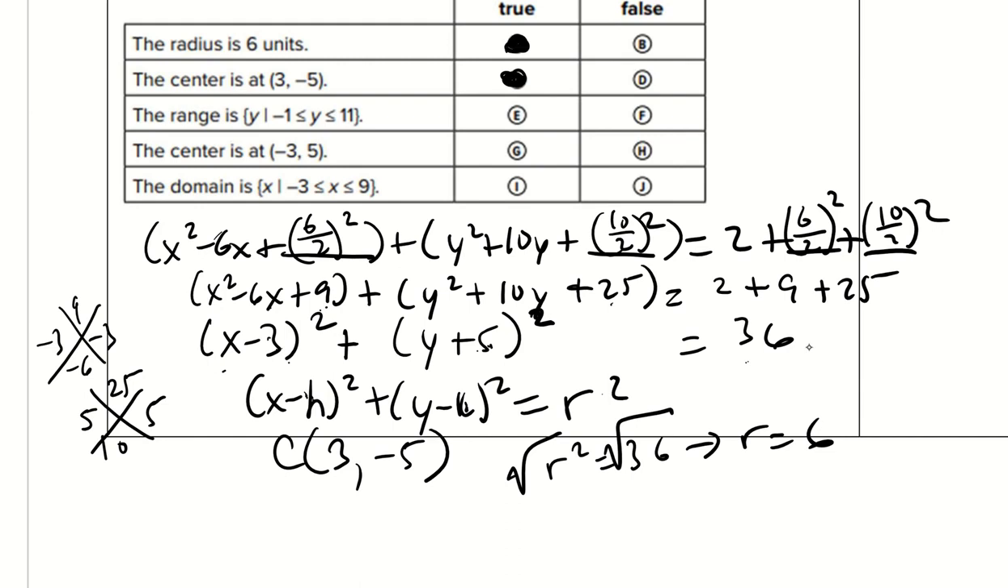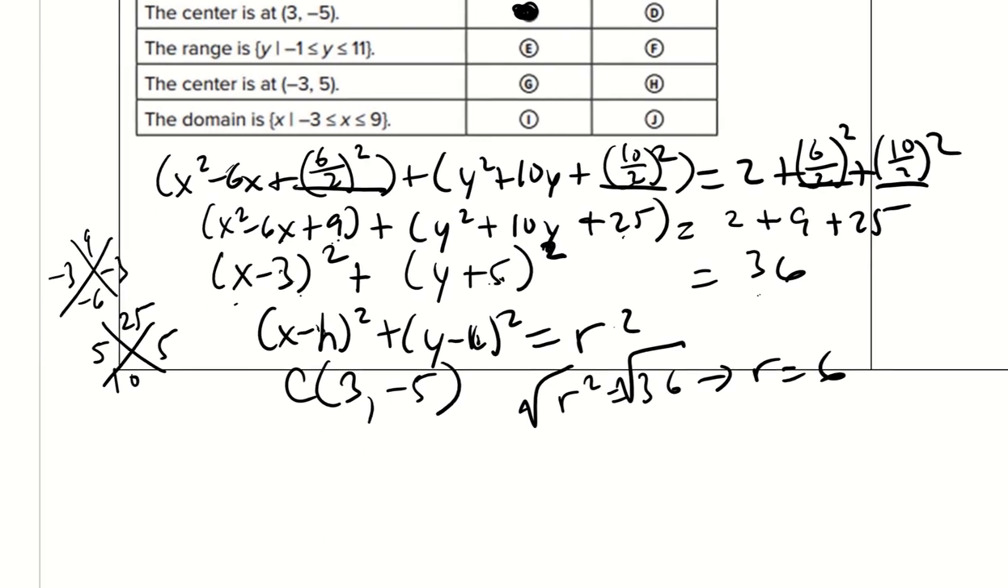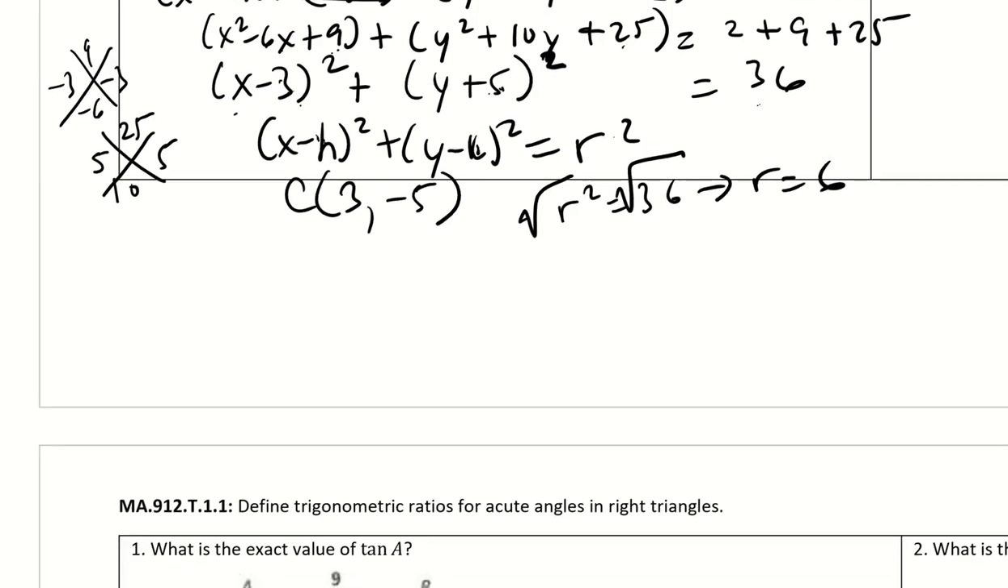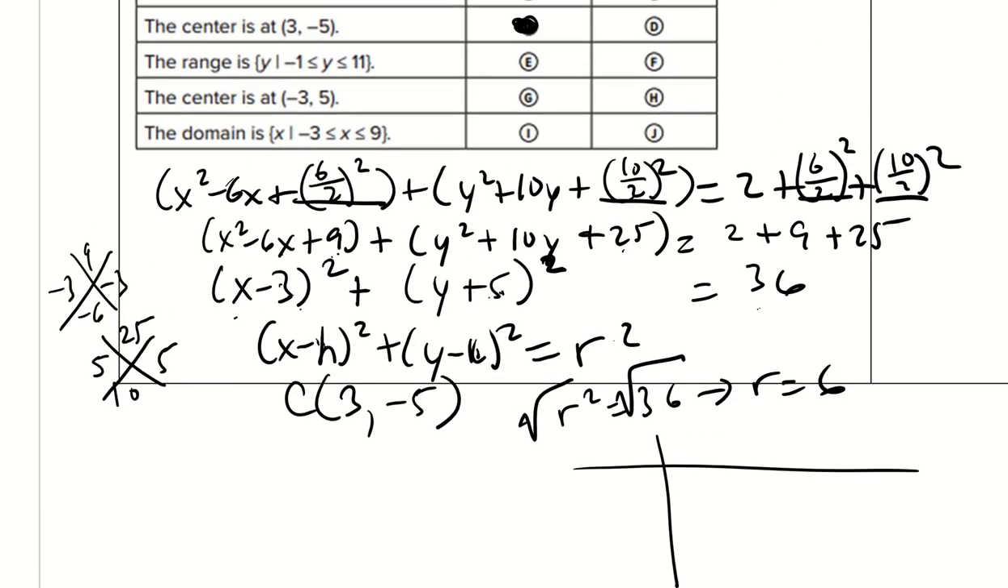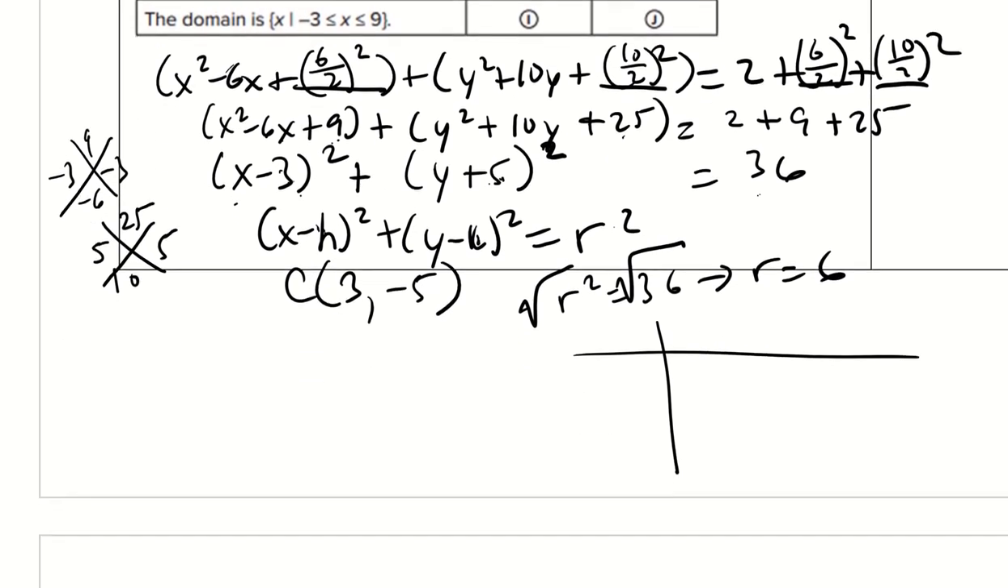The center is at -3, 5, no. The domain, okay, so we've got to do the drawing so that we can figure out whether the range or domain is true or not. So let's do the graph over here. So the radius is 6 and the center is 3, -5.